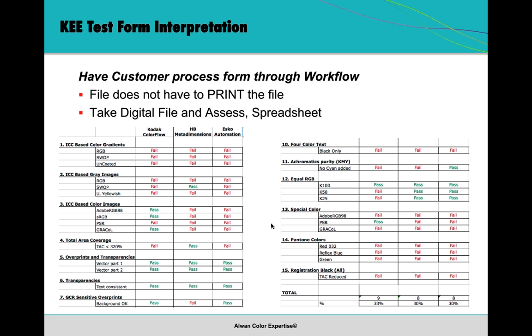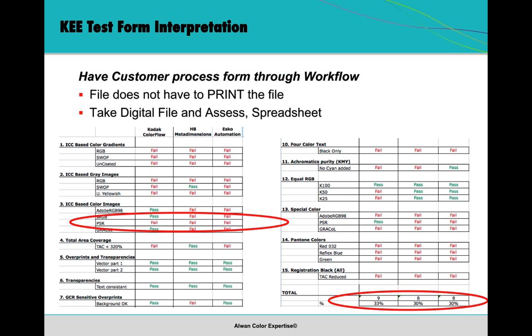These are actual workflows from customers, and it goes through each of the 15 elements in the key form and shows you how they did. So number one, it's important to see that all of them failed the CMYK test. Where it says PSR, those are images within that key form that are in a CMYK color space other than GRACoL. They're actually in Gravure. And none of those workflows picked up on that and color managed it successfully.